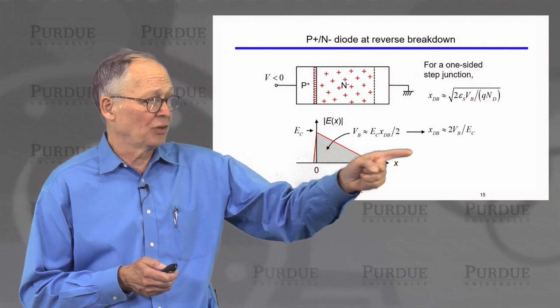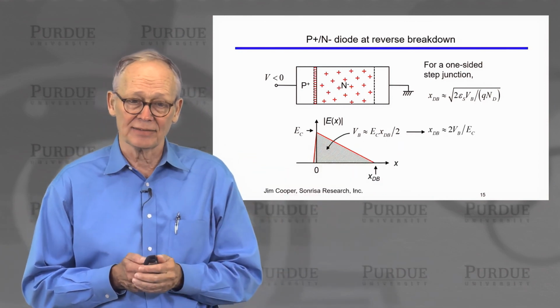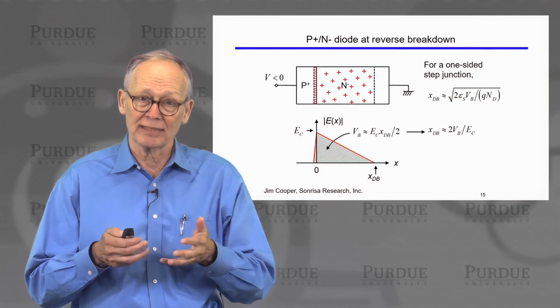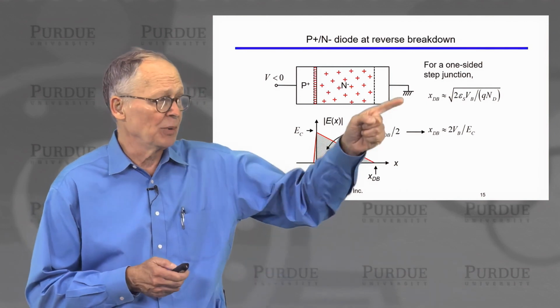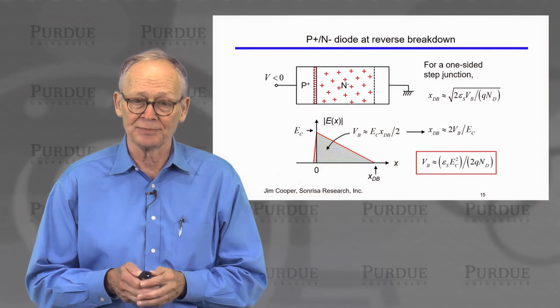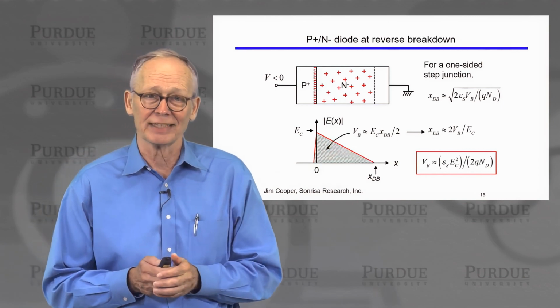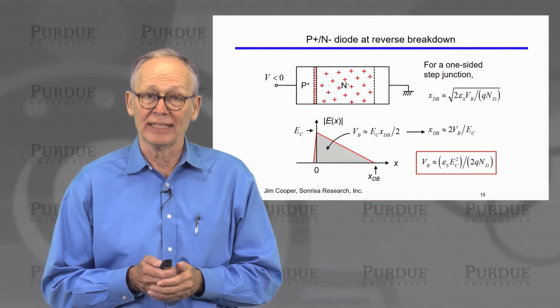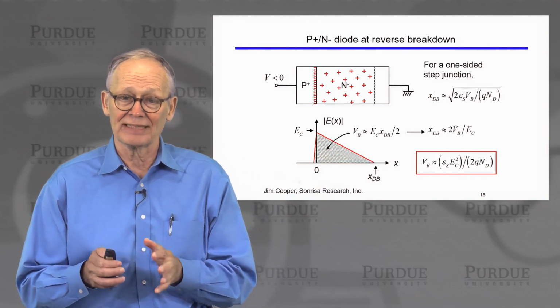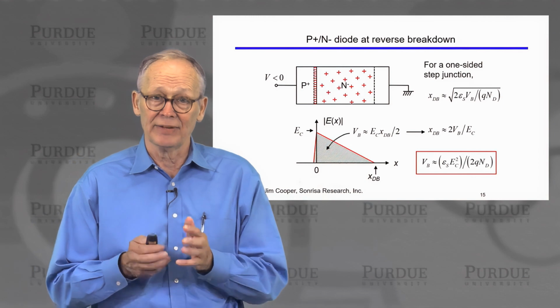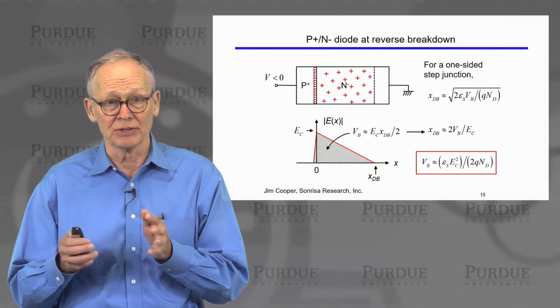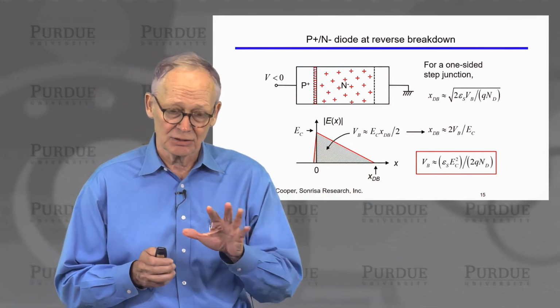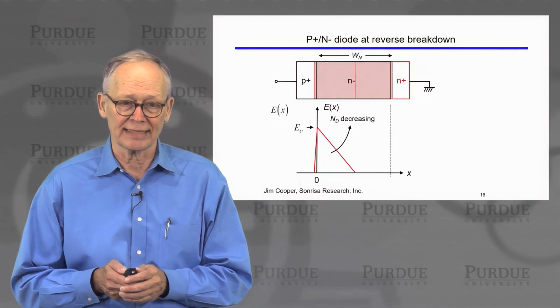Okay, so we can solve for the thickness of the region in terms of the breakdown voltage and the critical field. We can put these two expressions together and we come up with a very interesting expression. The breakdown voltage is proportional to the critical field for avalanche breakdown squared divided by 2Q times the doping density. All right. So simple depletion layer analysis gets us there.